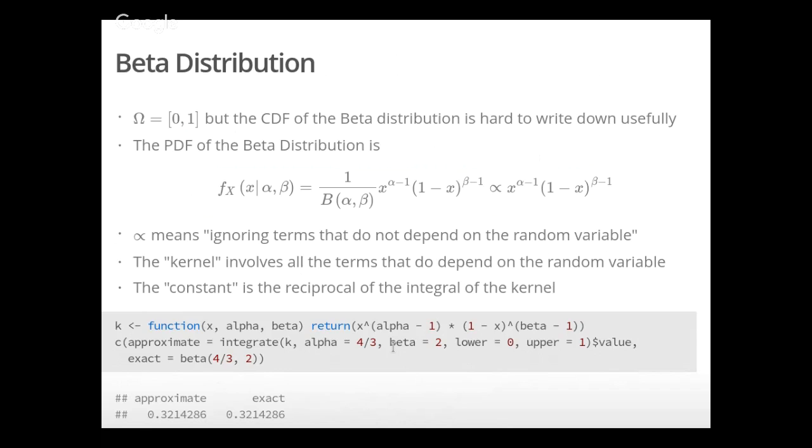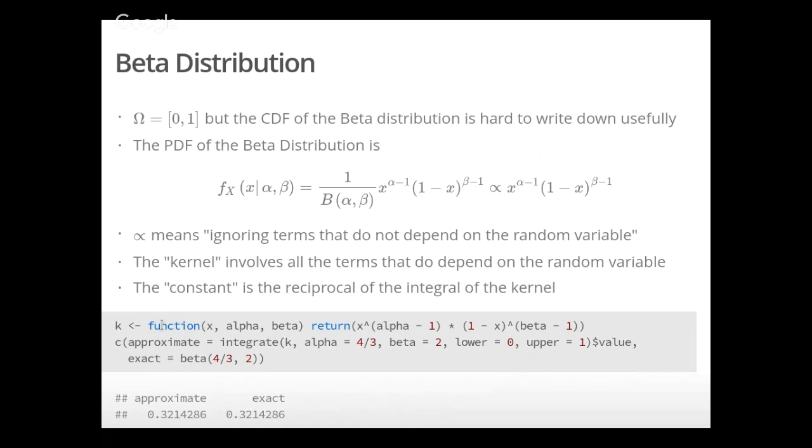So these are arbitrary, but they have to be positive. So I use 4/3 and 2 for no particular reason. If I integrate the k function from 0 to 1, I get a numerical approximation to that area, which comes out to be 0.3214286.